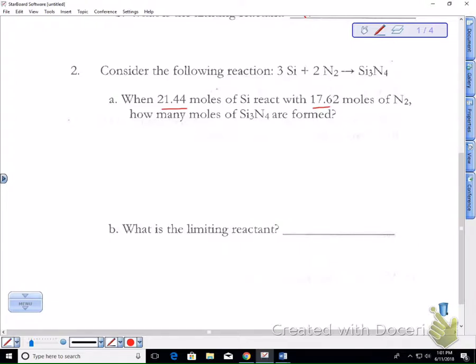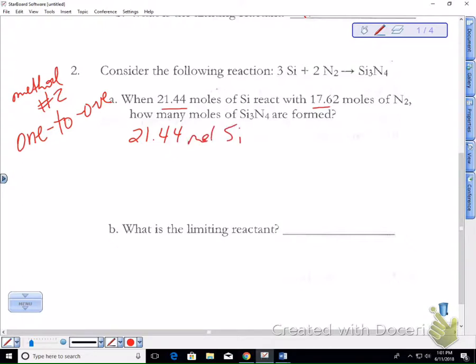So in my method number 2, this is my method, I'm going to do a little math trick to 1 to 1 the ratio. I'm going to fix the ratio to get it back to a 1 to 1. Here's how we do that. 21.44 moles of silicon in this reaction, 17.62 moles of nitrogen. I'm already in moles. Now, instead of finding a product, I'm going to do something very simple. I'm going to divide each of my number of moles by the coefficient.